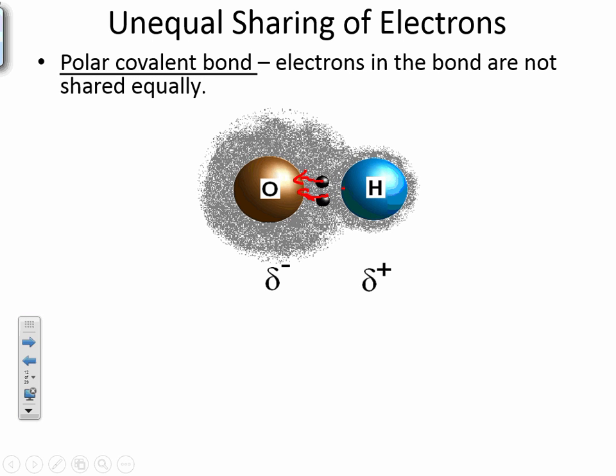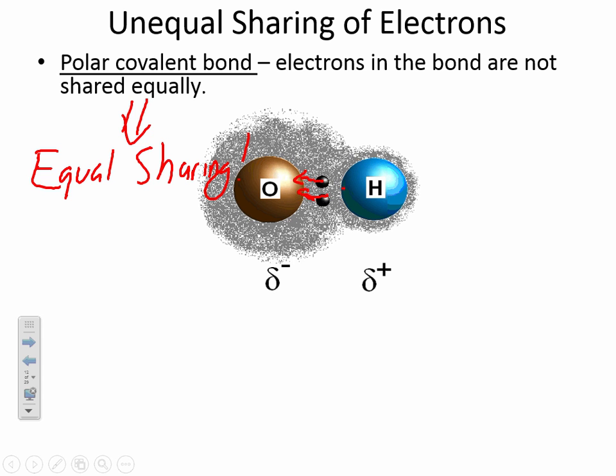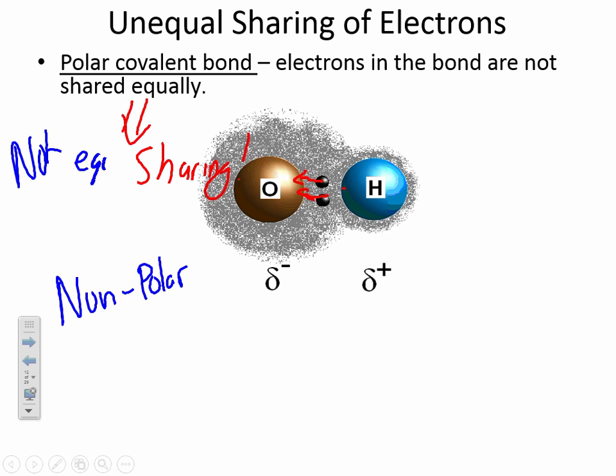So what we call that, there's 2 types of covalent bonds. The first one is polar covalent. Polar covalent is equal sharing. They are shared equal. Non-polar covalent. Oh shoot, I screwed that up, guys. I'm sorry. Polar is not equal. Sorry, I goofed. Non-polar is equal sharing.